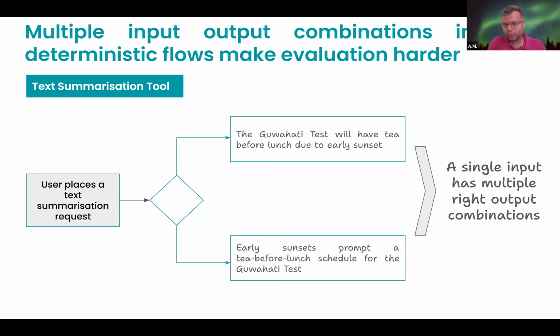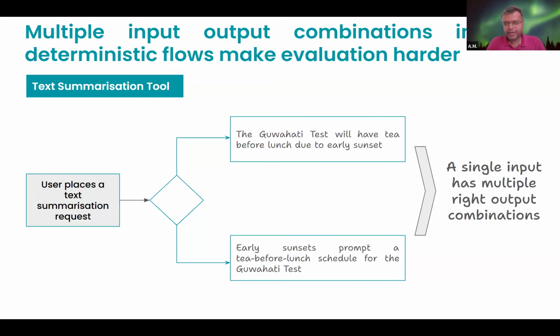Before getting into the outputs from your summarization tool, let's understand that if you were to take your QA head on and ask whether this response even makes sense or not, what will the rubric look like? Any summarization coming out of this article should contain multiple things clearly called out: that there's a test match happening in Guwahati, and a specific condition because of which sunset is going to happen early, and because of that, the schedule of the test match has changed so that tea will happen first, followed by lunch.